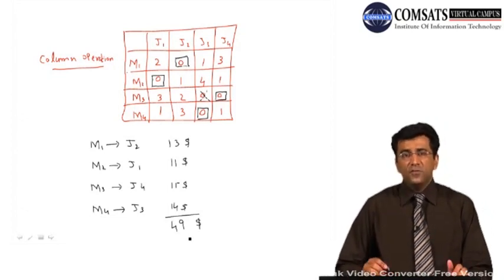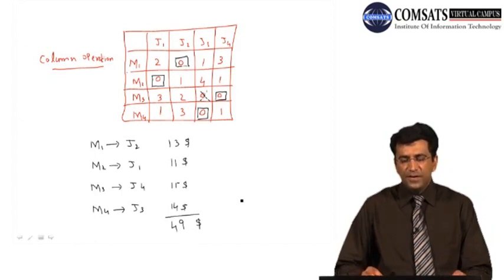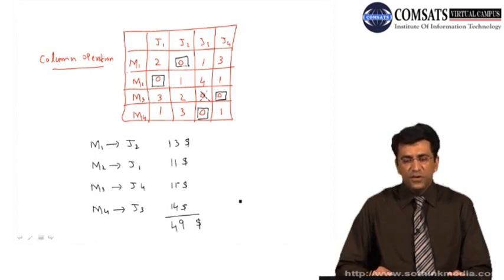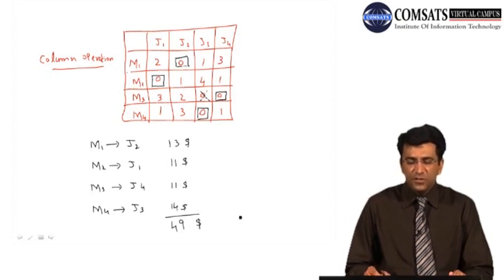So class, after following the Hungarian method, we are able to achieve the optimum assignment. That is, we have to assign job 2 to machine 1, and its cost will be $13. J1 to machine 2, $11. J4 to machine 3, $11. J3 to M4, $14, and the total cost will be $49, which is actually the minimum cost.